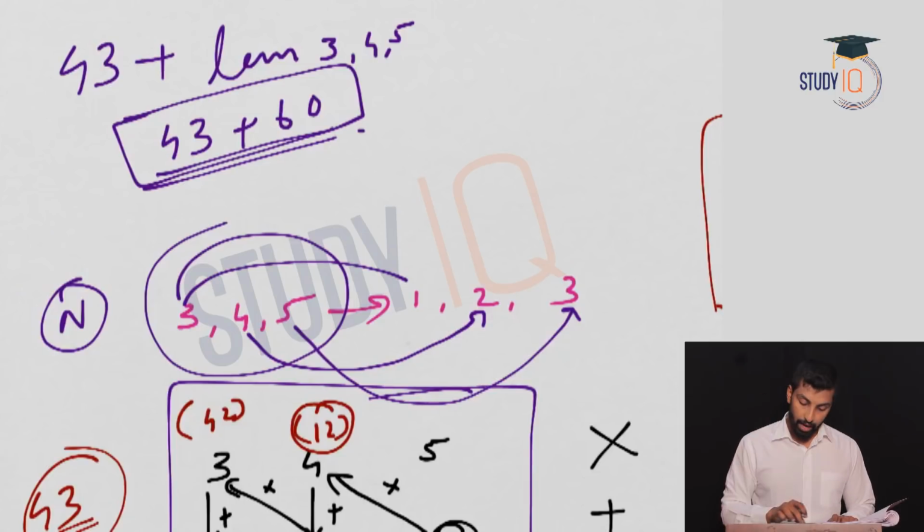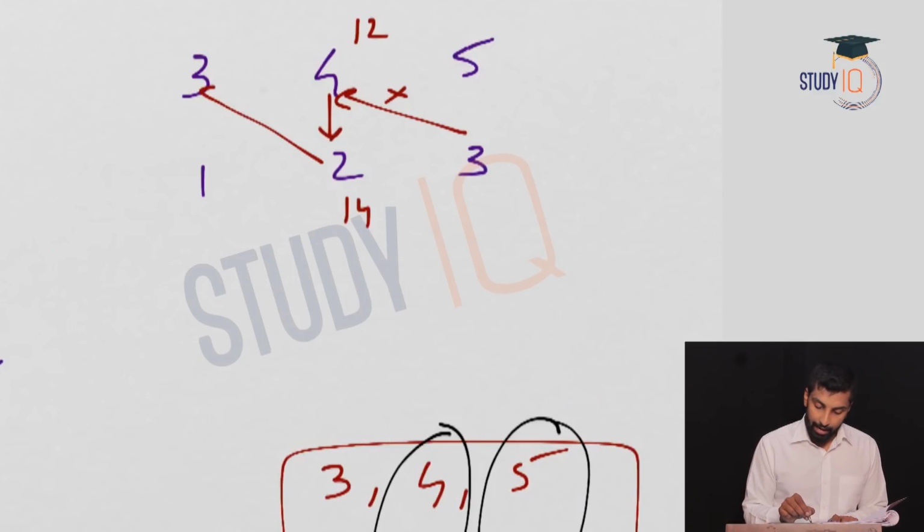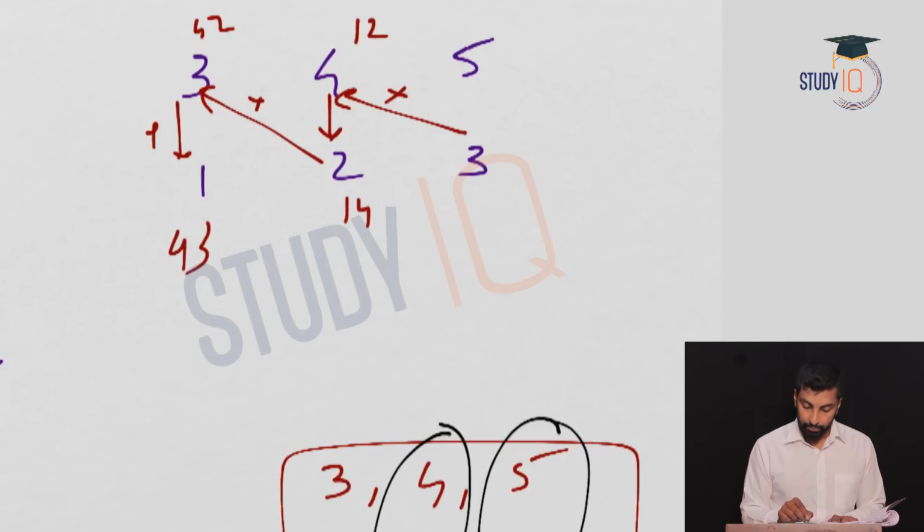You got the answer? Okay. So how will you get it? 3, 4, 5; 1, 2, 3. What you do: diagonally you multiply and vertically you add. Diagonally you multiply, right? And vertically you add. So you get 43. That is the first number.